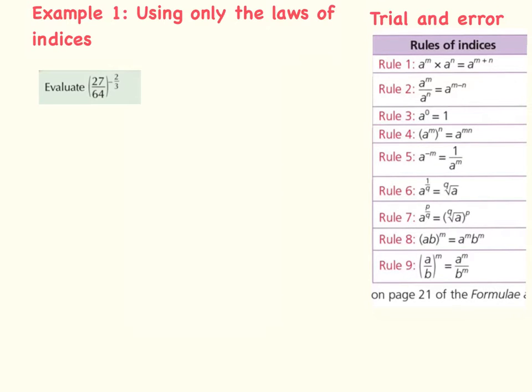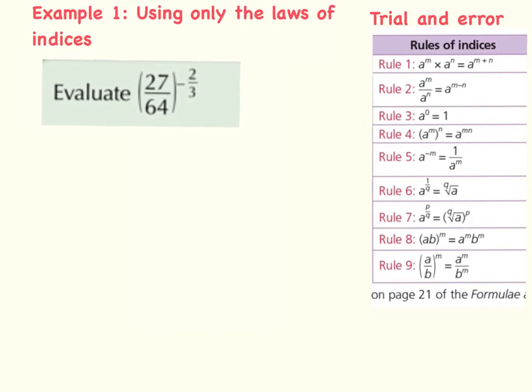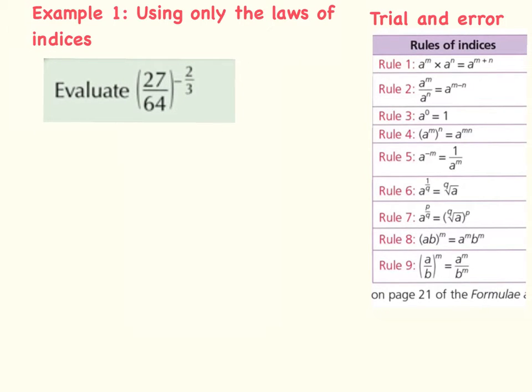Okay, which brings us to example 1. Using only the laws of indices, evaluate the following question: 27 divided by 64, all to the power of minus 2 over 3. We can't use our calculator here. We are only allowed to use the laws you see on the left. So it's really important whenever you're doing these that you have the laws open in front of you.